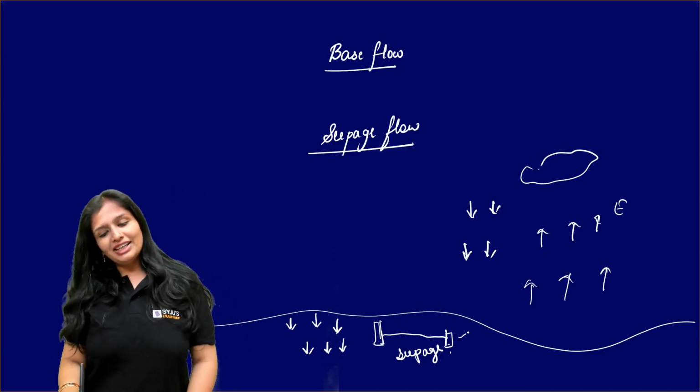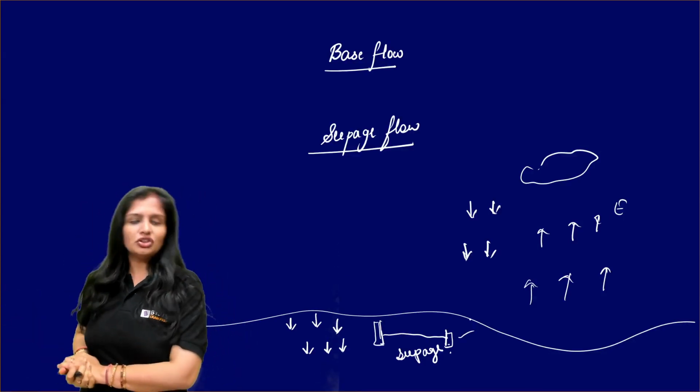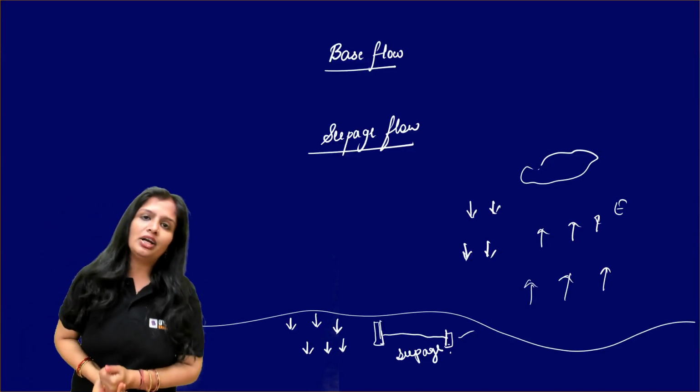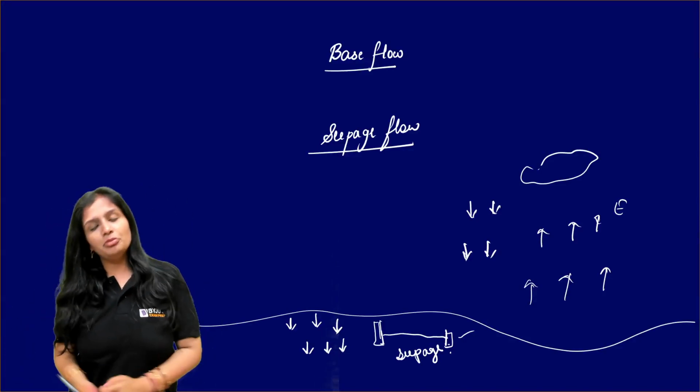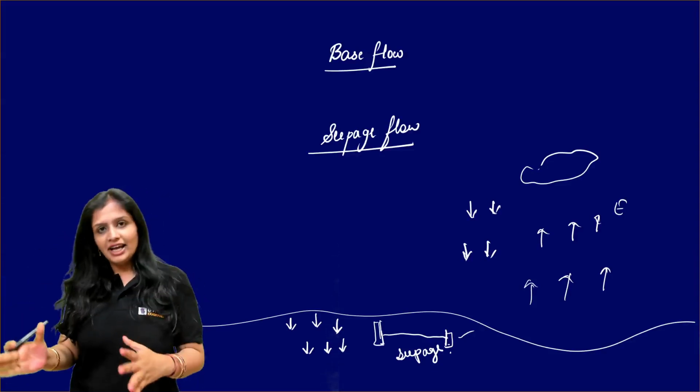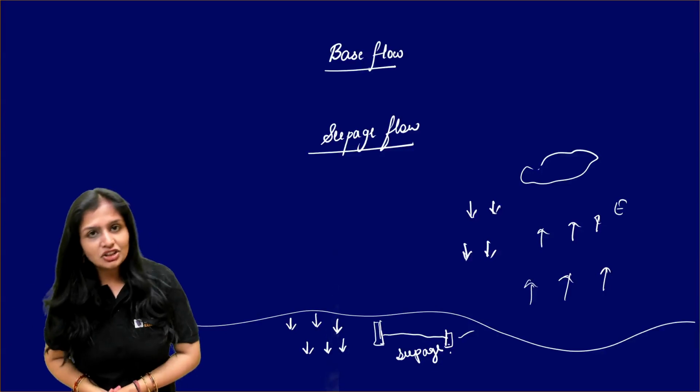And this water, when it seeps, will join the nearby rivers or streams. And this flow occurs quickly. So seepage, you call it prompt interflow also, because you find that the water flowing through the difference in heads reaches the nearby rivers and streams quickly.